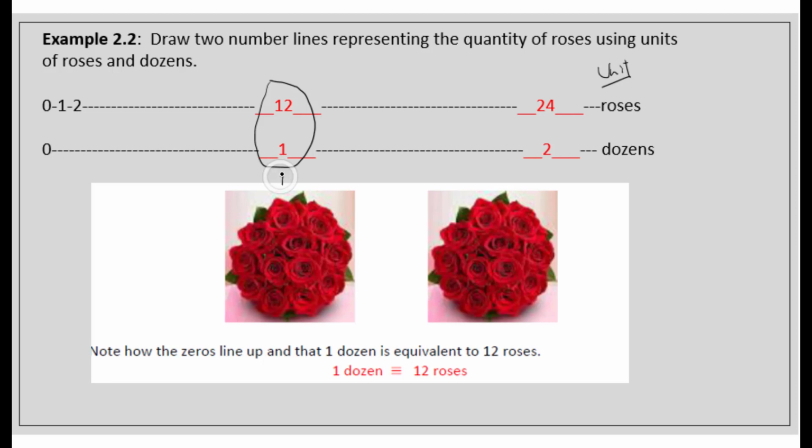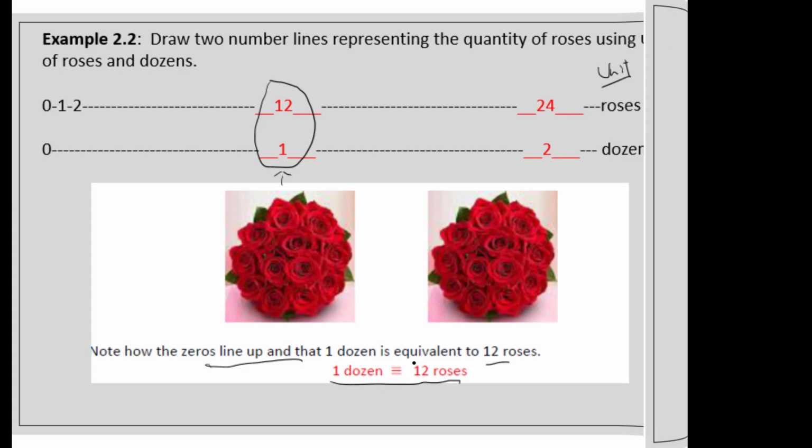Numbers that line up vertically on the number line represent the same underlying quantity. Now obviously 1 doesn't equal 12, but I think you know that 1 dozen equals 12 roses. So this is a very important concept. Note how the number 1 dozen lines up to 12 roses, so 1 dozen is equivalent to 12 roses.